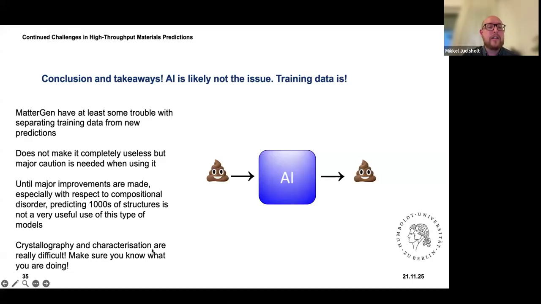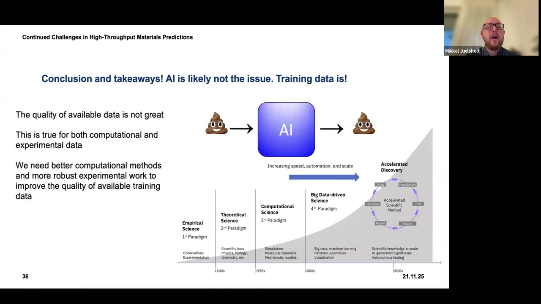And as always, crystallographic characterization is really difficult. It's not that straightforward, even though it might seem like it. So make sure that you know what you're doing.